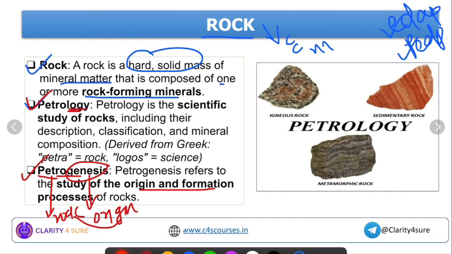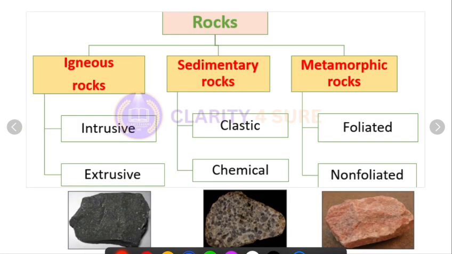But what is petrology? Logy is study, logos is science, and petra is rock. So it is the scientific study of rocks, including the classification, description, composition, etc. So petrology is the scientific study of rock, and petrogenesis is the study of origin of rock. This is the basics about rock, petrology, and petrogenesis.